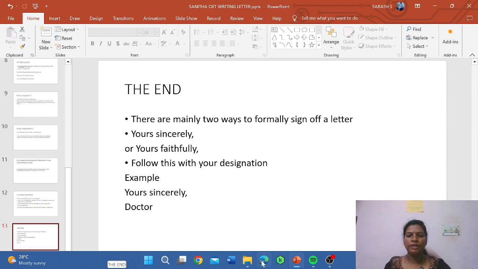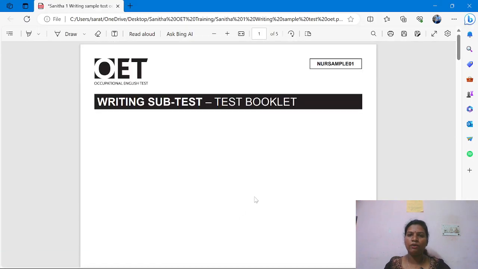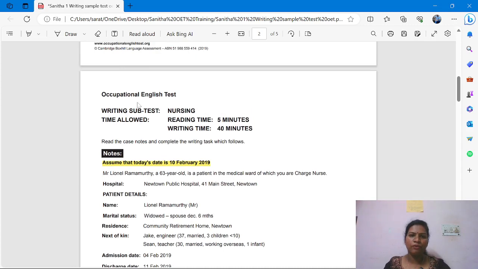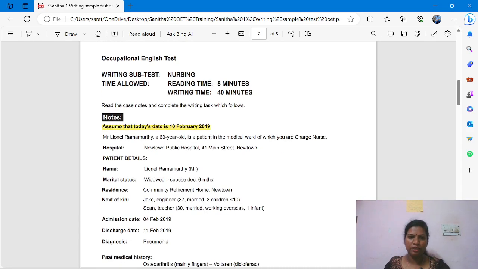Now I am going to discuss how it looks. See, this is one case note. Here, the Occupational English Test format: the nursing time allowed, reading time is 5 minutes. You have to utilize the 5 minutes for reading the case note.